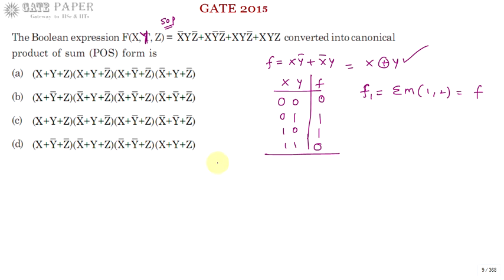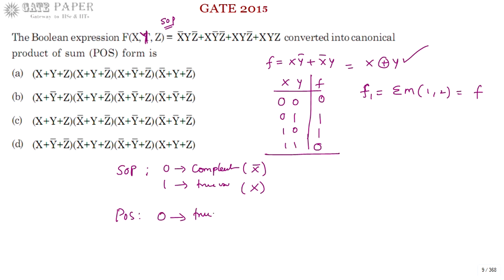And we know the difference between SOP and POS. In sum of products, 0 will be treated as a complemented variable, and 1 will be treated as the true value. That is, if you are dealing with x, 0 means x bar and 1 means x. Whereas in POS, 0 will be treated as the true value, that is x, and 1 will be treated as the complemented value, x bar. Remember, this is the basic difference between SOP and POS.